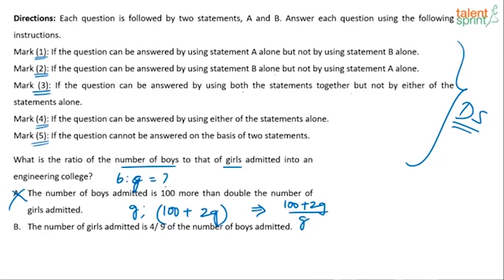No, because we do not know what is the actual number of girls. G is not known to us. And unless G is known, the ratio cannot be evaluated. So this is not enough to get me the answer. So option A is eliminated.